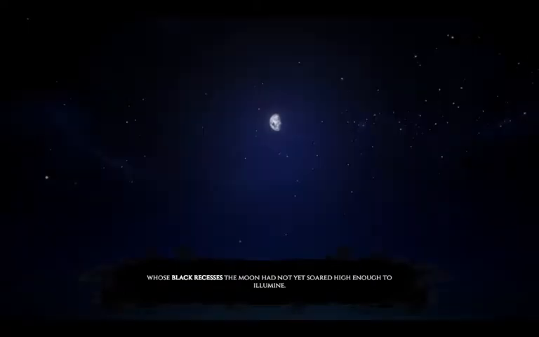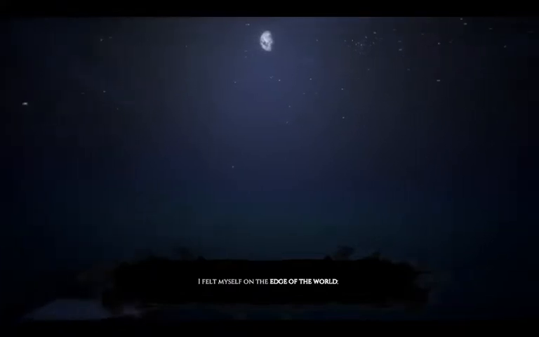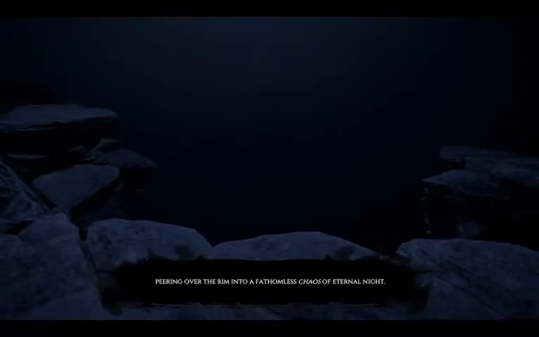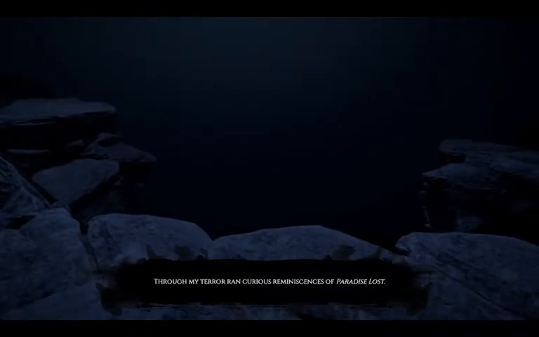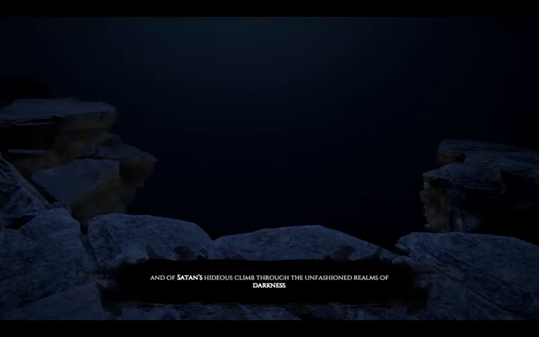I have said that the unbroken monotony of the rolling plain was a source of vague horror to me, but I think my horror was greater when I gained the summit of the mound and looked down the other side into an immeasurable pit or canyon, whose black recesses the moon had not yet soared high enough to illumine. Ooh. I felt myself on the edge of the world, peering over the rim into a fathomless chaos of eternal night. Through my terror ran curious reminiscences of Paradise Lost, and of Satan's hideous climb through the unfashioned realms of darkness.